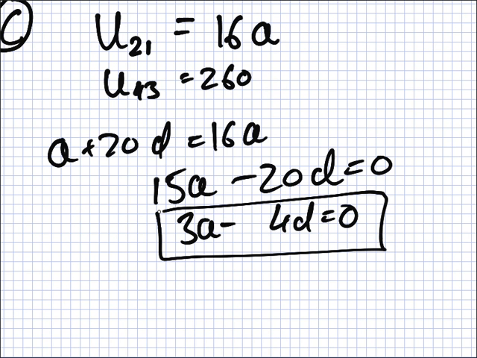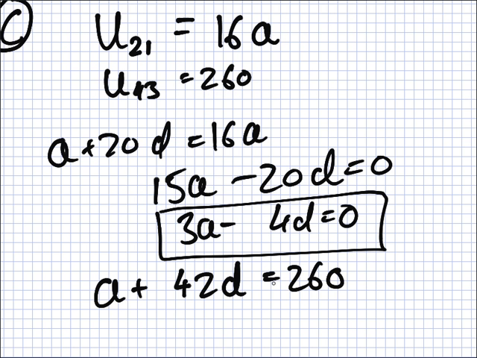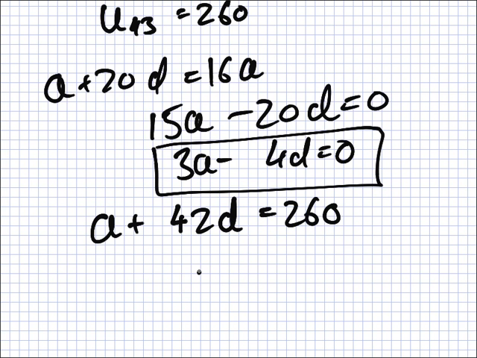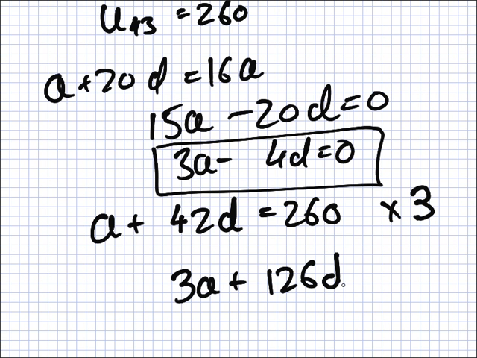Equation 1. Equation 2: A plus 42D equals 260. So you get... Actually, I could just leave it like that, but what I'll do is I'll multiply it by 3. So I have 3A plus 126D, is that right? Equals 780. Is that right?